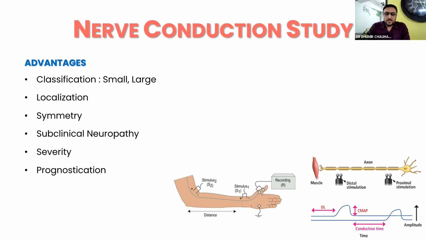Then based on the amplitude of the graph or the latency or the velocity, we can judge the severity of affection, that is, how severely the nerves are affected. And based on the severity, we can help in prognostication about the recovery time and recovery parameters. So these are the advantages we have on doing nerve conduction study.